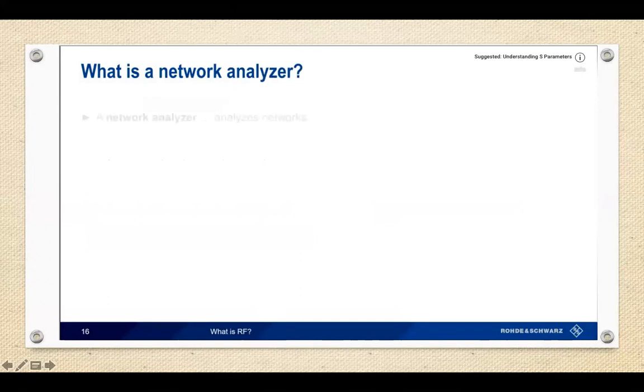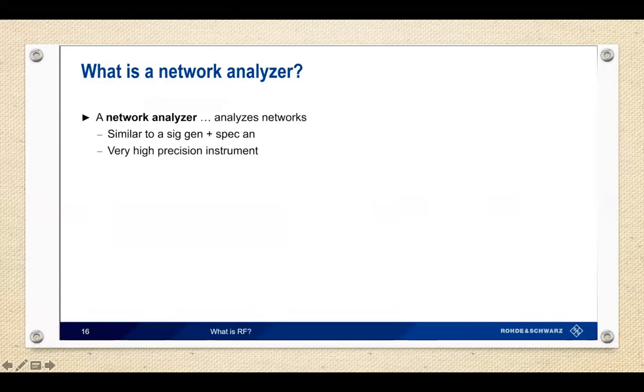In order to analyze networks, we use a network analyzer. A network analyzer both generates and measures RF energy simultaneously, and thus is similar to the combination of a signal generator and spectrum analyzer. In most cases, network analyzers are very high precision instruments that are able to measure small variations or changes in signals, and sophisticated calibration routines are used to further minimize or remove error.